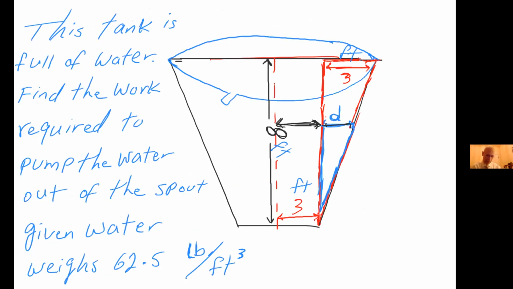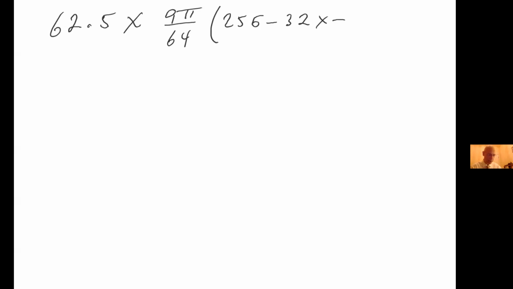We said that we had 9 pi over 64, and in the first page we were given that water weighs 62.5. So let me put it here as 62.5 times x times 9 pi over 64 times 256 minus 32x, actually that was plus x squared, times delta x, with the understanding that this delta x here is the thickness of the slice of water.